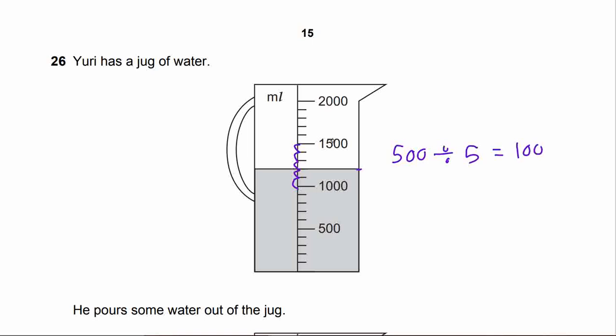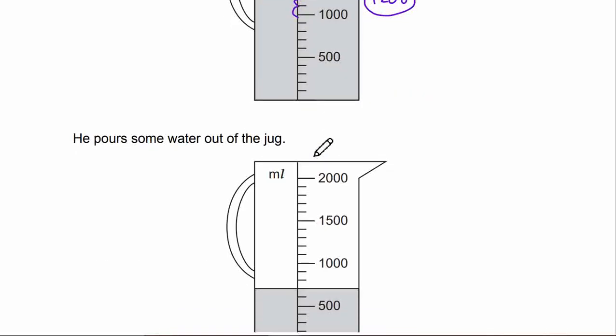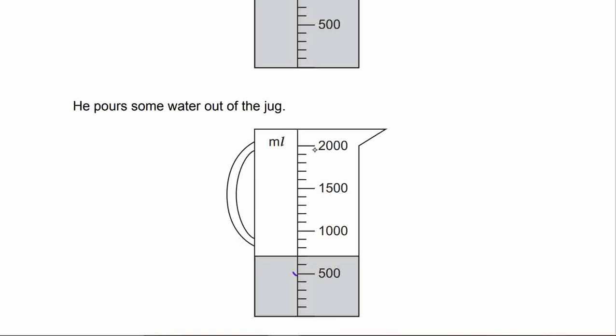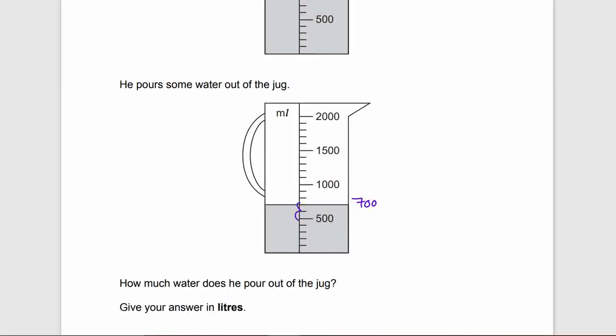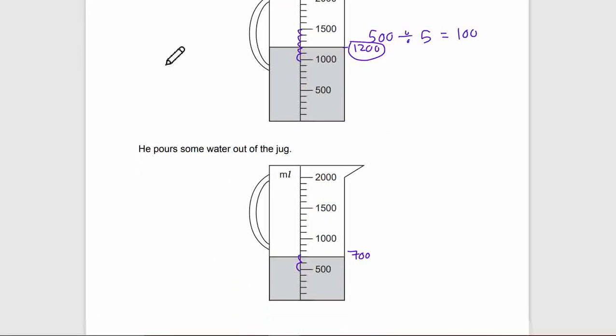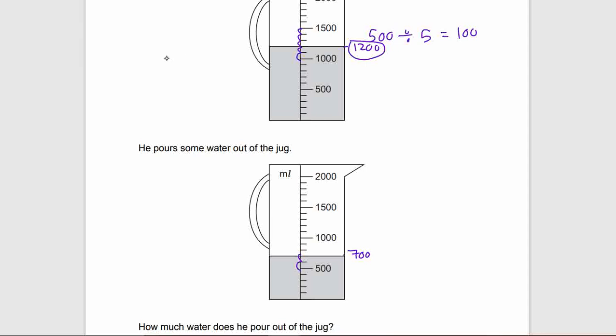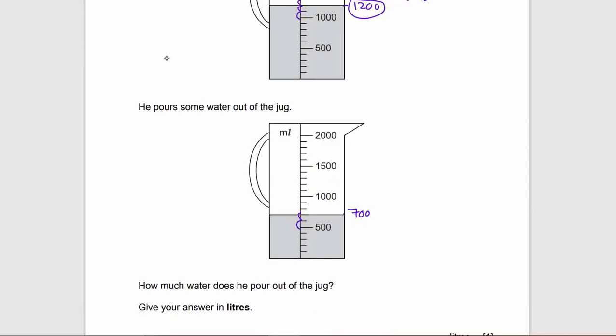So this will be around 1200. This one is 1200, and this one will be 500, 600, 700. So this will be 700. Now let's see the question. How much water does he pour? 1200 minus 700. So we will get 500 ml.